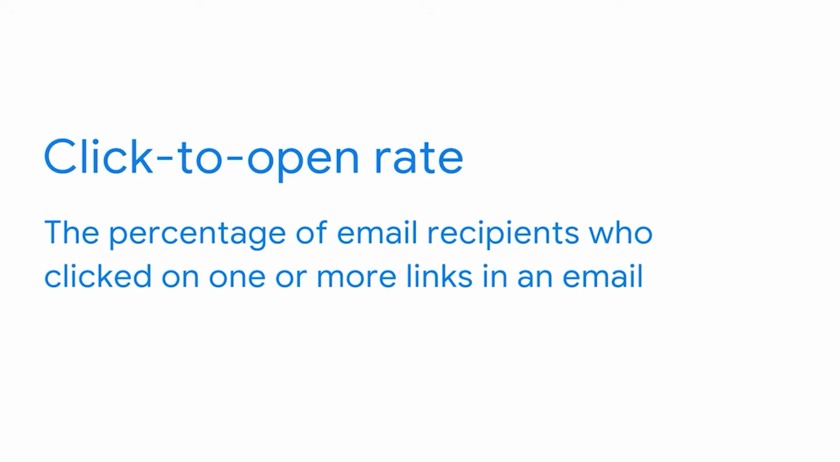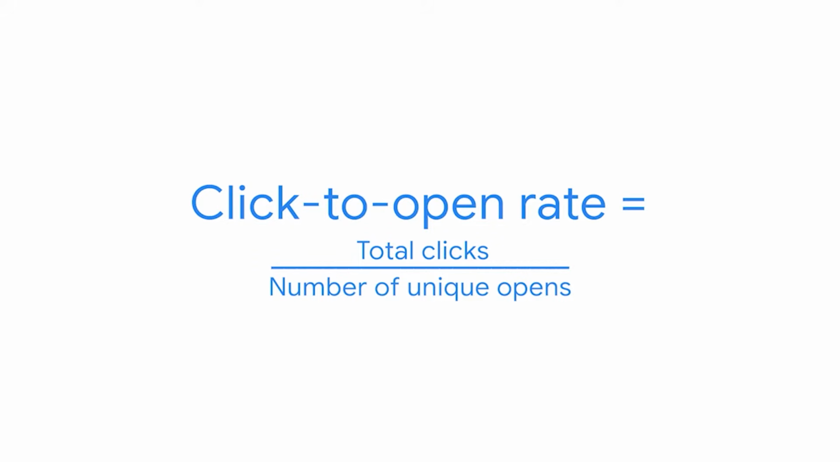If your organization doesn't put much emphasis on achieving high open rates, though, you aren't the only ones. Some companies care more about how the subscribers engage with the email once they've opened it, rather than the fact that they've opened it. That's where your click-to-open rate comes in. A click-to-open rate is the percentage of email recipients who clicked on one or more links in an email out of the total number of unique opens. If you ever need to calculate your click-to-open rate, divide total clicks by the number of unique opens.